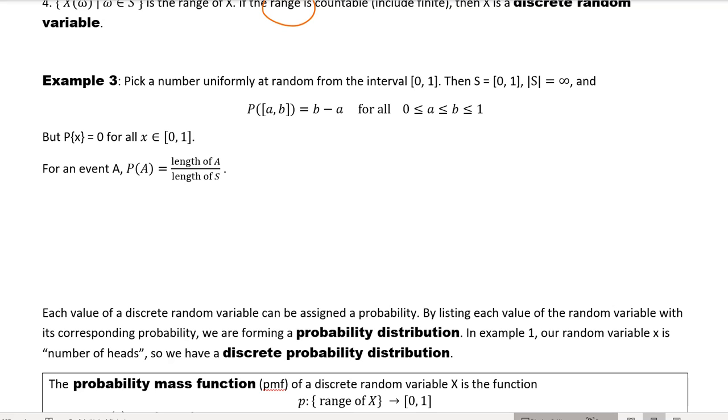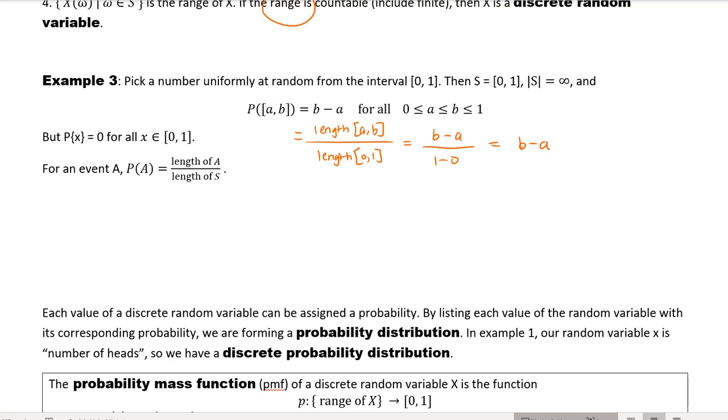Because for events here, the probability should be the length of the interval over the length of the sample space. So if we have an interval, its probability should be the length of the interval over the length of the sample space [0, 1]. The length of [0, 1] is just 1 minus 0, and the length of [a, b] is b minus a. But because the denominator is 1, that's why we have b minus a. Okay?